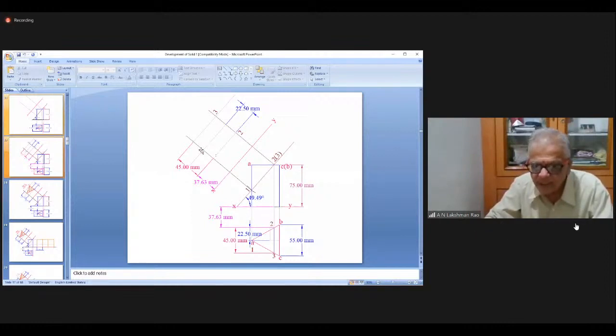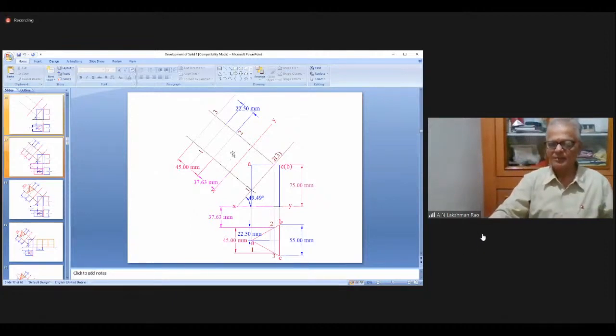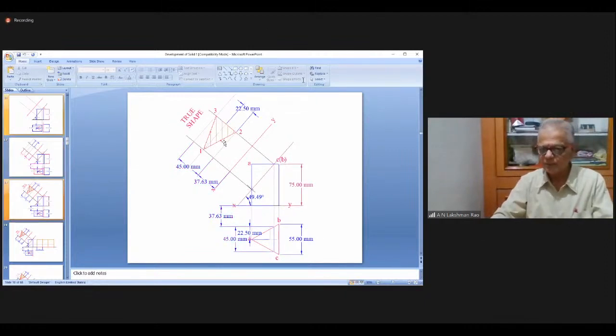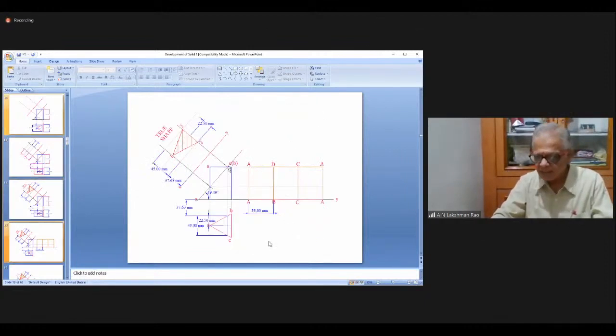Put the compass here, cut off this. Similarly, you take this radius, cut 2. Take this radius, cut 3. You got 1, 2, 3. Join 1, 2, 3. You get the shape. Next, draw here. I mark A, B, C, D. I have to mark this point.